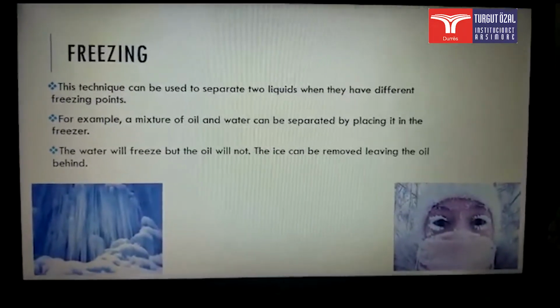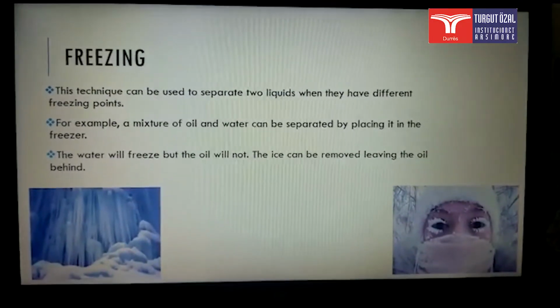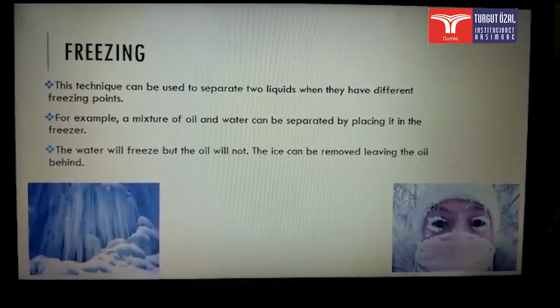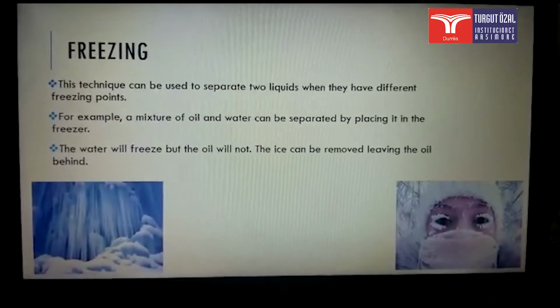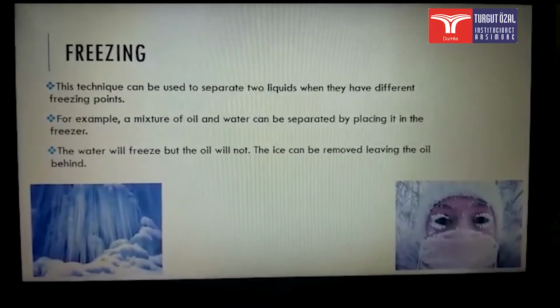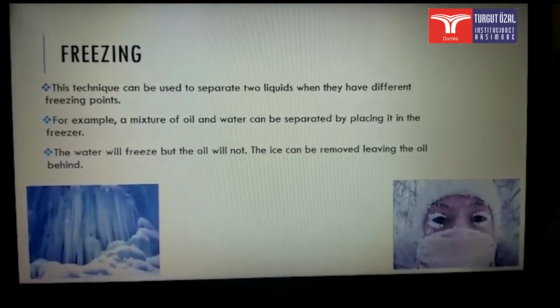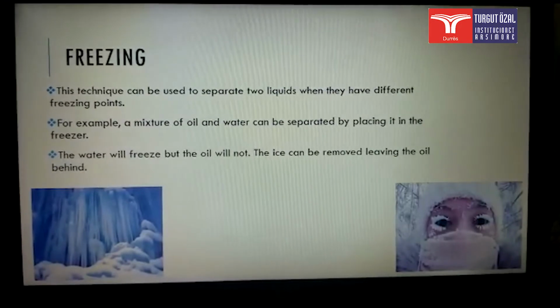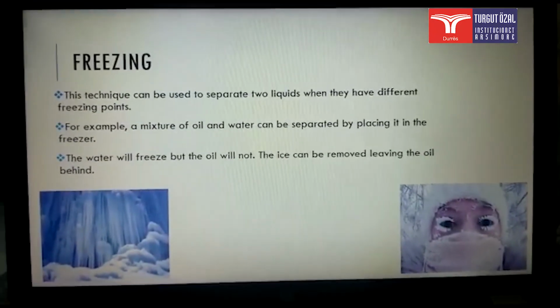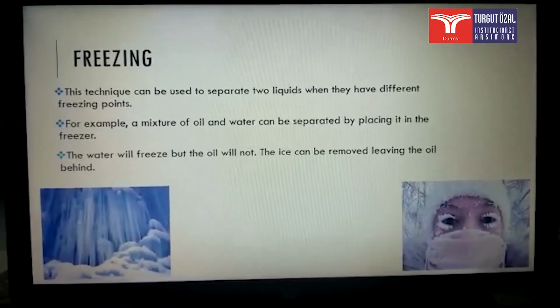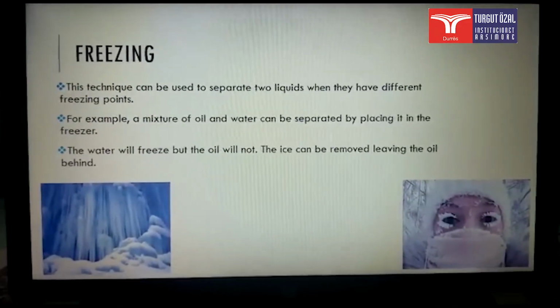Freezing. Freezing is a technique that can be used to separate two liquids that have different freezing points. For example, a mixture of oil and water can be separated by placing it in the freezer. The water will freeze, but the oil will not. The ice can be removed, leaving the oil behind.